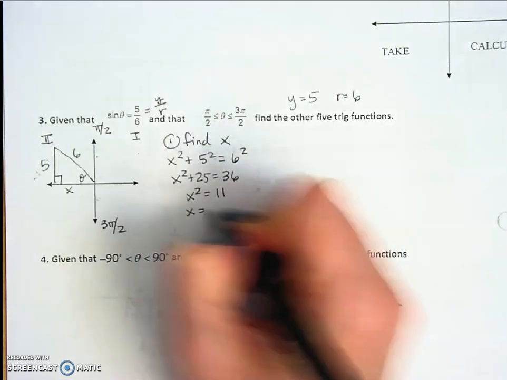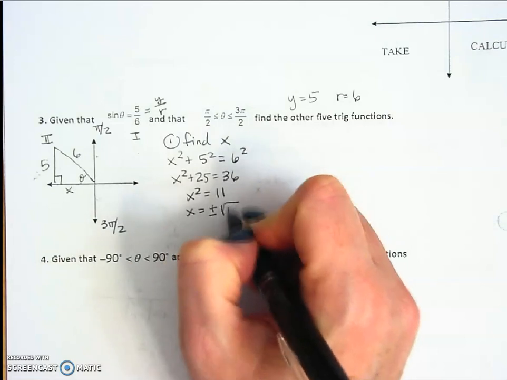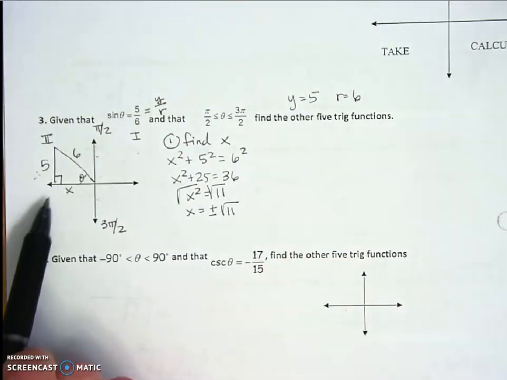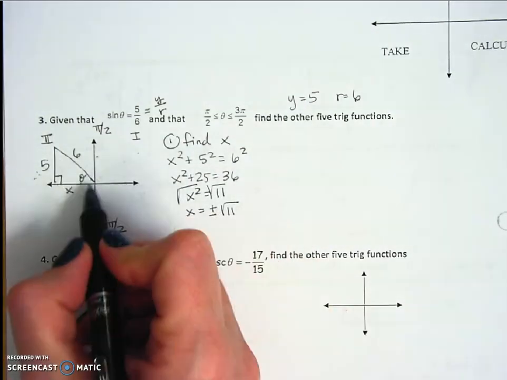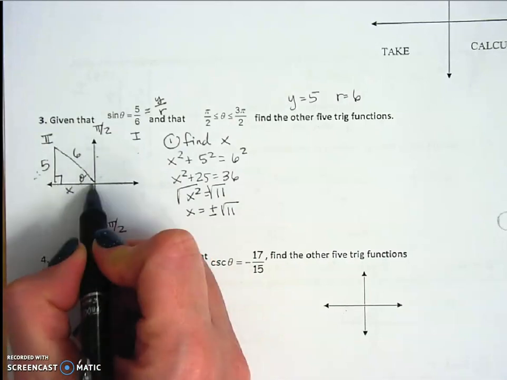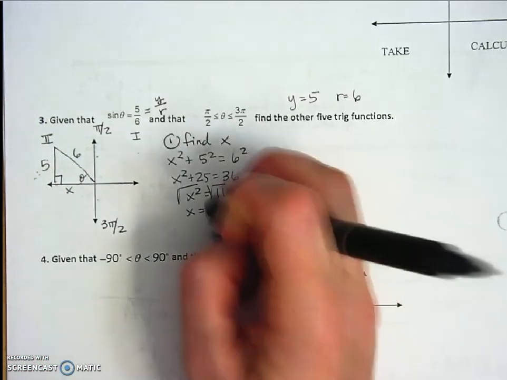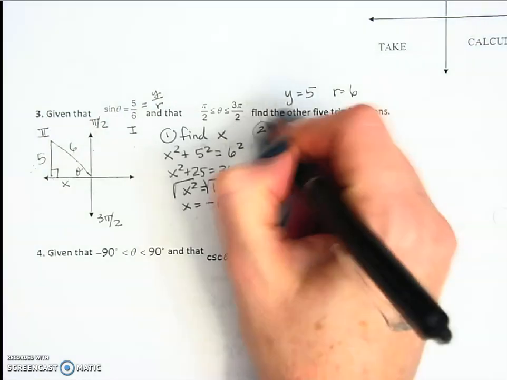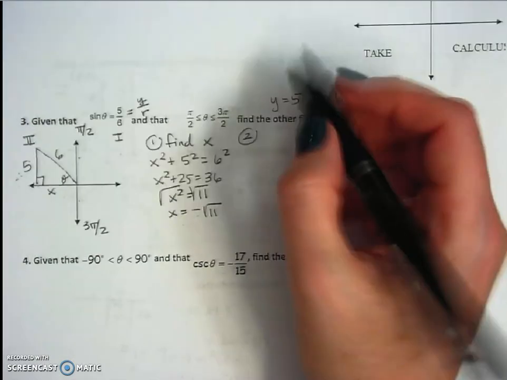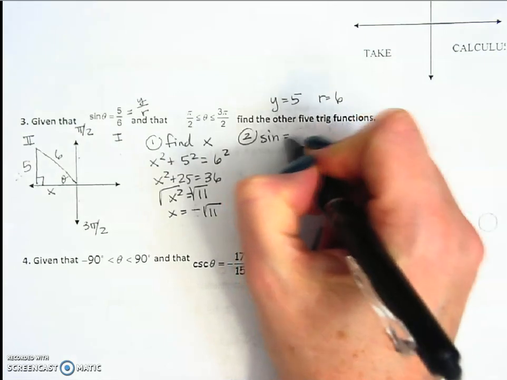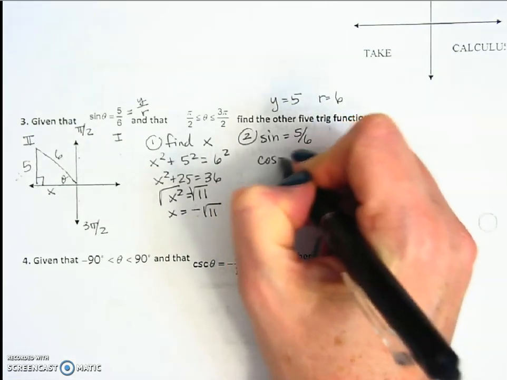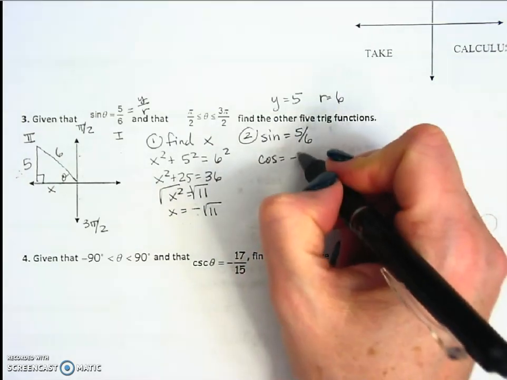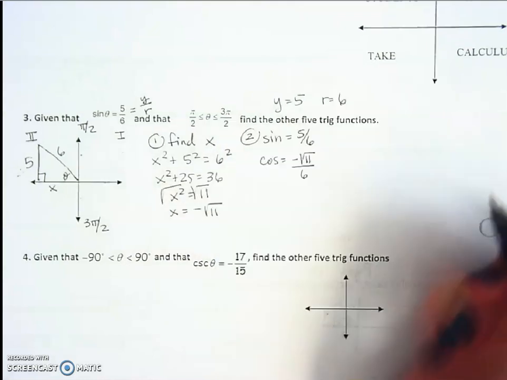Square root both sides. Now technically I have positive, negative square root of 11 when I square root here. And how I drew my triangle tells me if I'm making this positive or negative. It's got to be negative because it's in the negative x direction in this quadrant. So my x value is negative square root of 11. So now I find my trig functions. I already know sine of theta is 5 over 6. Cosine is x over r. So my x that I found is negative rad 11 over r, which was 6.